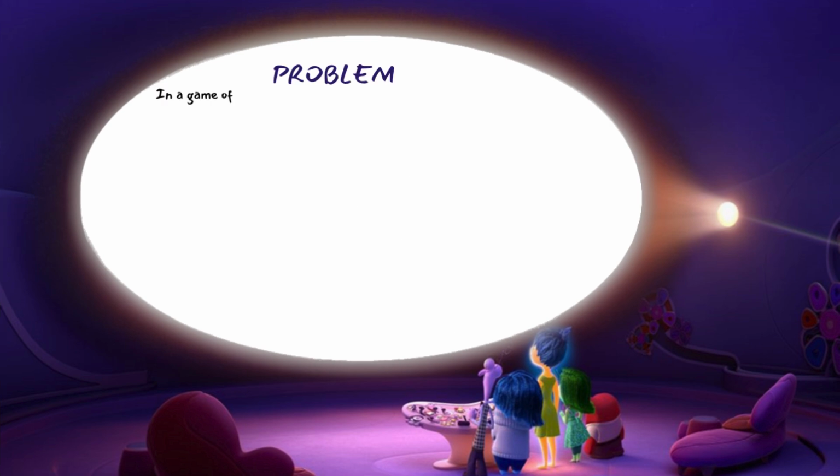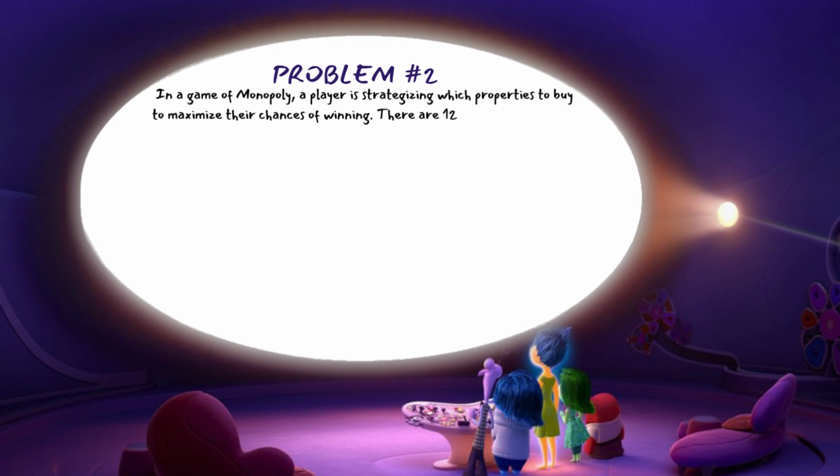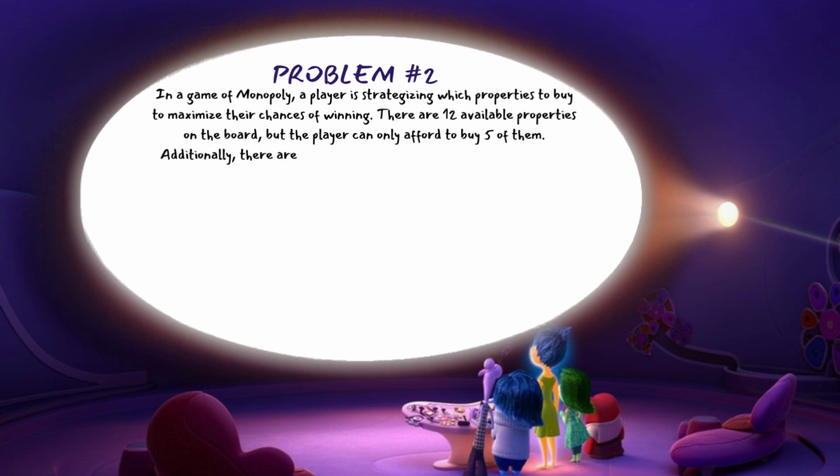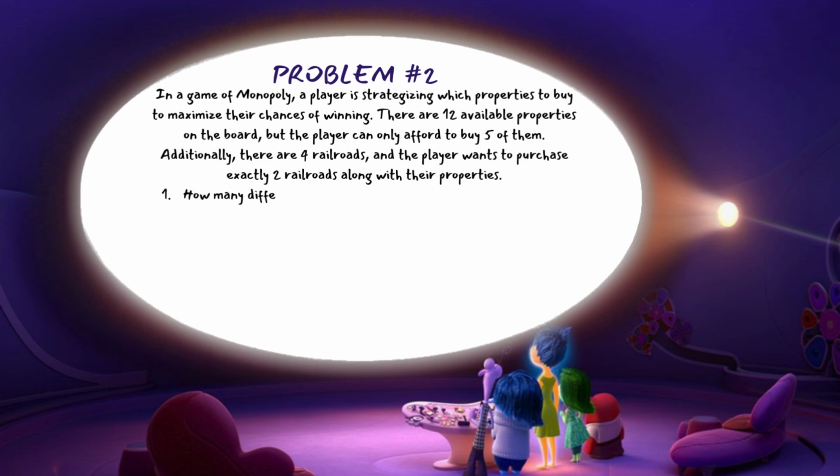In a game of Monopoly, a player is strategizing which properties to buy to maximize their chances of winning. There are 12 available properties on the board, but the player can only afford to buy 5 of them. Additionally, there are 4 railroads, and the player wants to purchase exactly 2 railroads along with their properties. Number 1 question: how many different ways can the player choose 5 properties from the 12 available properties?